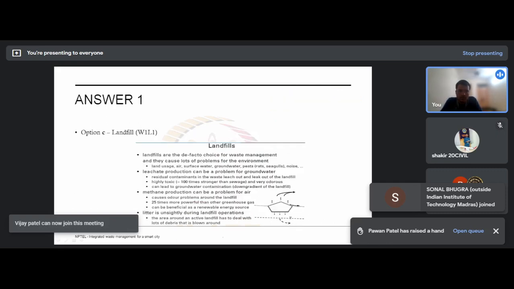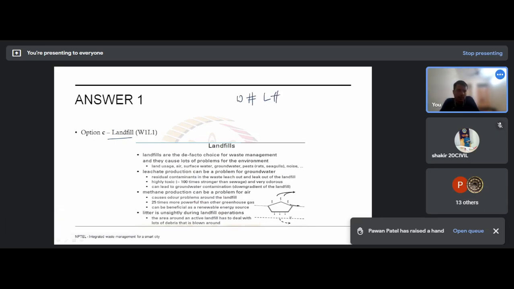So we'll see the solution. So it was option C, landfill. Whenever I write W-hash L-hash, it means week one, lecture one, or whatever the number is accordingly. So please remember this notation. I'll use it throughout the course.